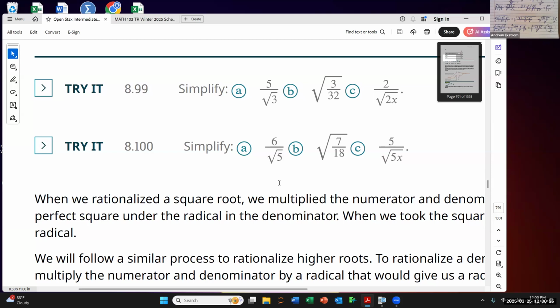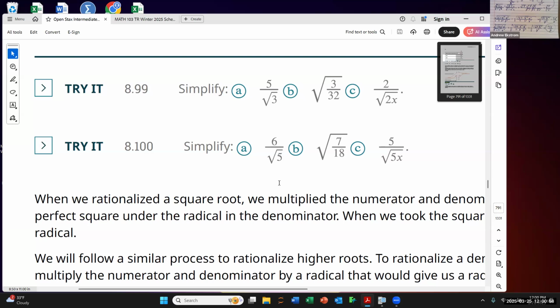Looking at 99a, if you multiply top and bottom by square root of 3, you get square root of 3 times square root of 3 becomes 3. No more radical in the denominator, but you have 5 times the square root of 3 in the numerator. How do we get rid of the square root of 5 here? Multiply by square root of 5 divided by square root of 5. Denominator is now 5, 6 times the square root of 5.